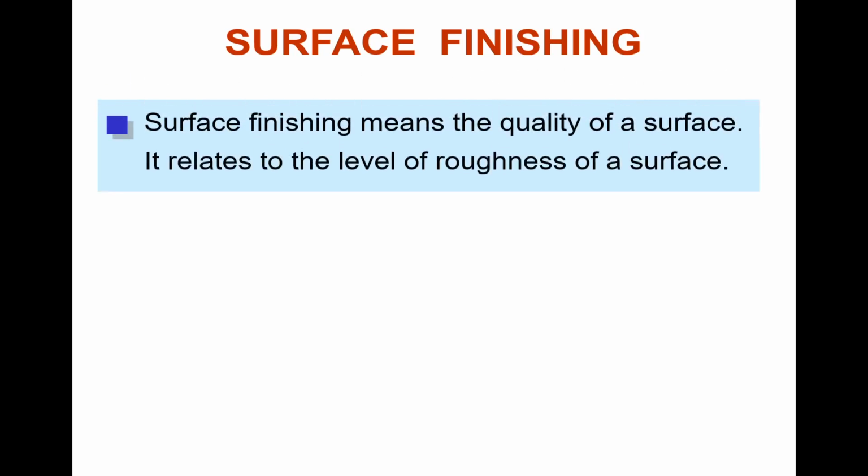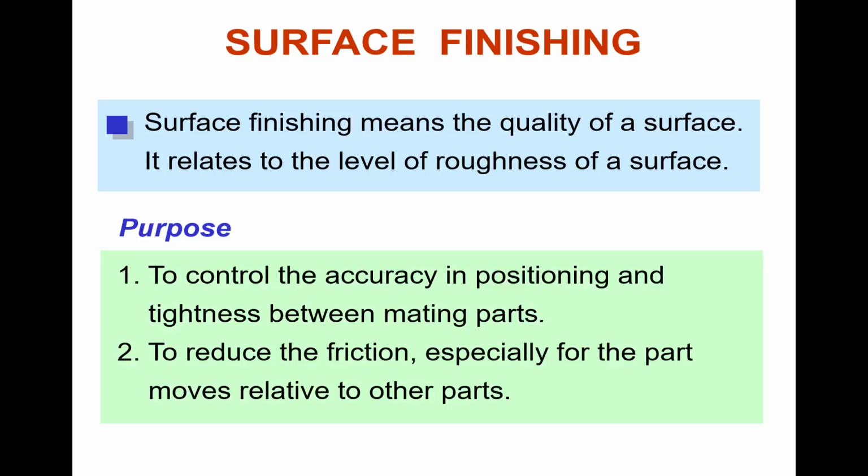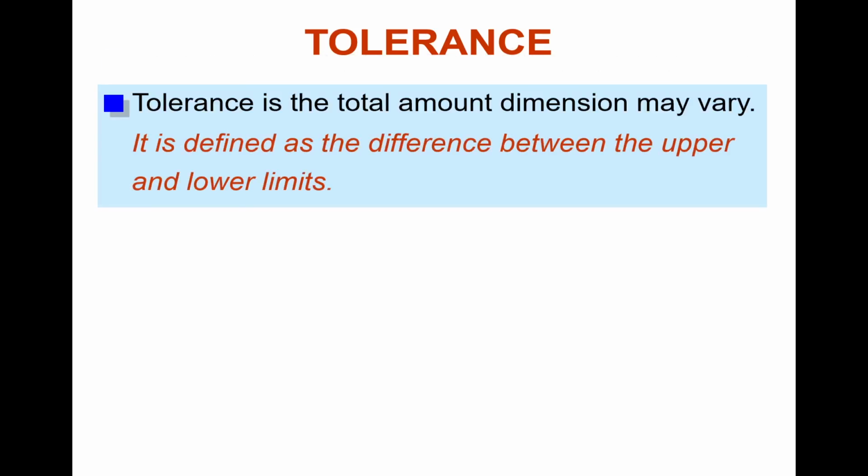And surface finishing means the quality of the surface. It relates to the level of roughness of a surface. Okay, the purpose is to control the accuracy in positioning and tightness between the mating parts, and also to reduce the friction, especially for the parts that move relative to other parts.